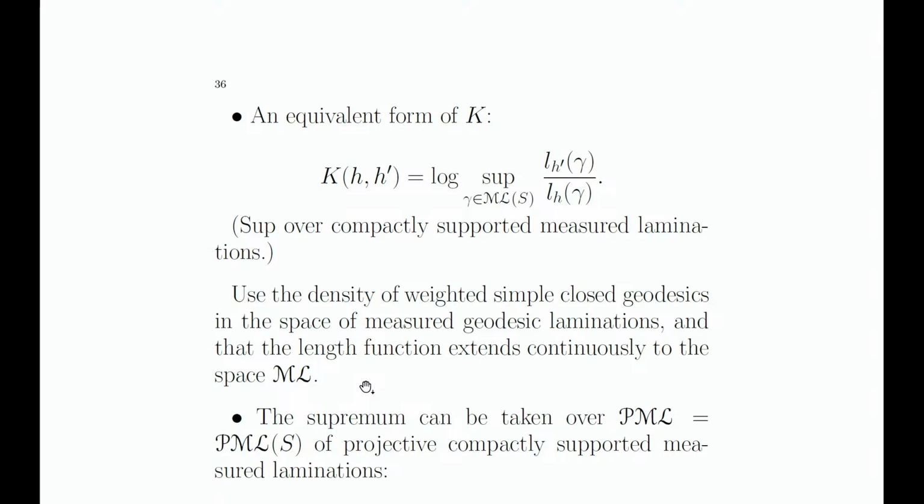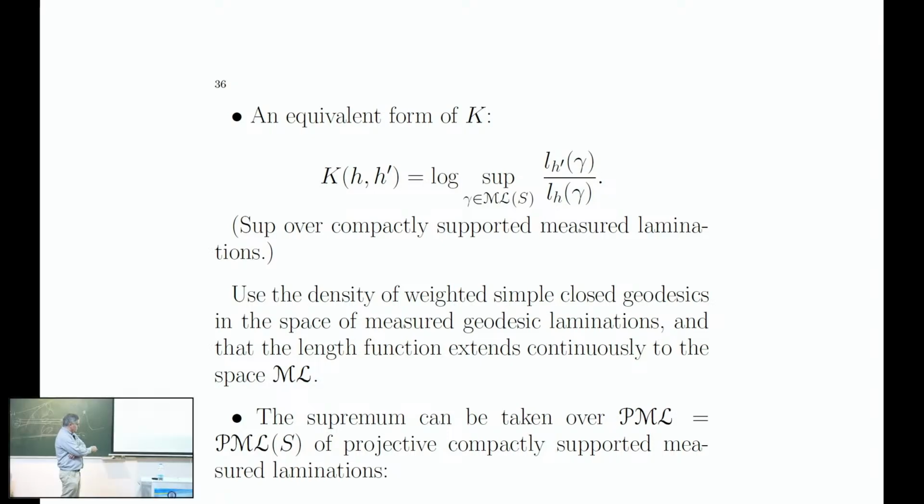So here, it's the same definition as before, but instead of lengths of simple closed curves, I'm putting lengths of measured geodesic laminations. Can gamma be a multi-curve? It can be a multi-curve, yeah. In this formula, not in the previous formula, but in this formula, a union of disjoint closed geodesics is an example of a geodesic lamination.